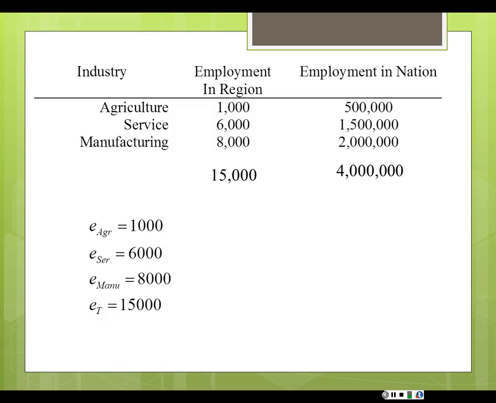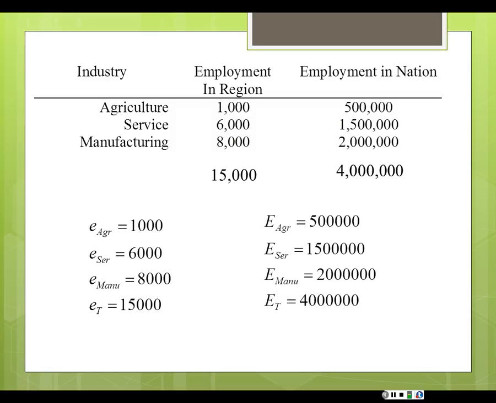And now you have all the information to do the calculation for location quotients. So here's the information for your region. You do know your agricultural employment is 1,000. Your service employment is 6,000. Your manufacturing employment is 8,000, and your total employment is 15,000. And for the nation, you do know your agricultural employment is 100,000, your service employment is 1.5 million, and your manufacturing employment is 2 million, and then the total employment for the whole nation is 4 million.